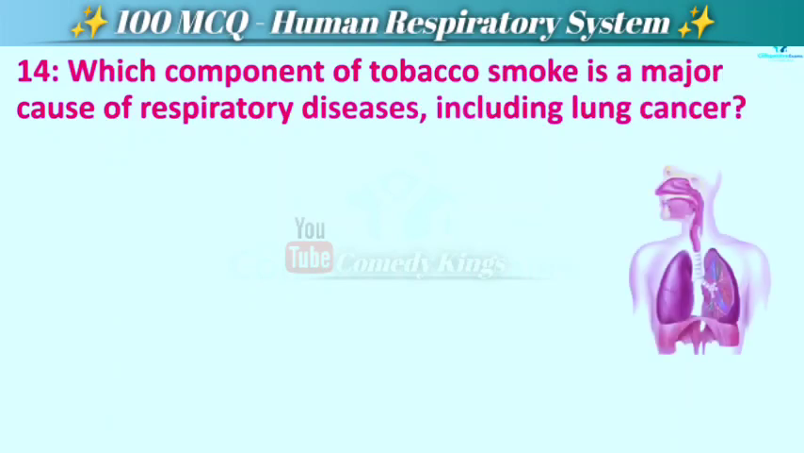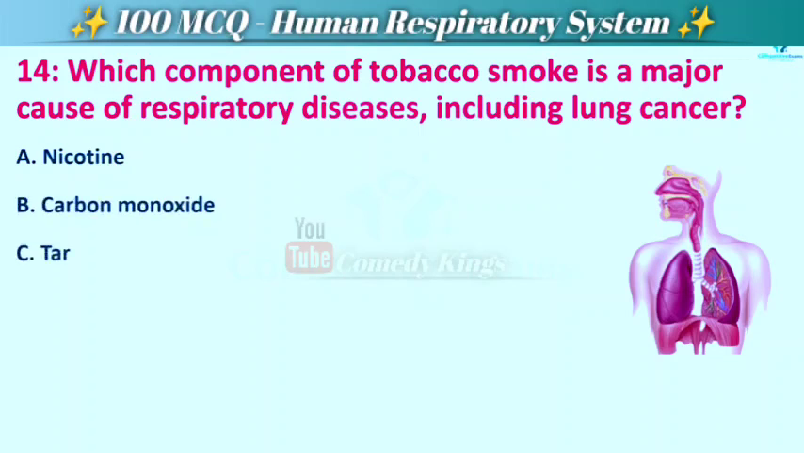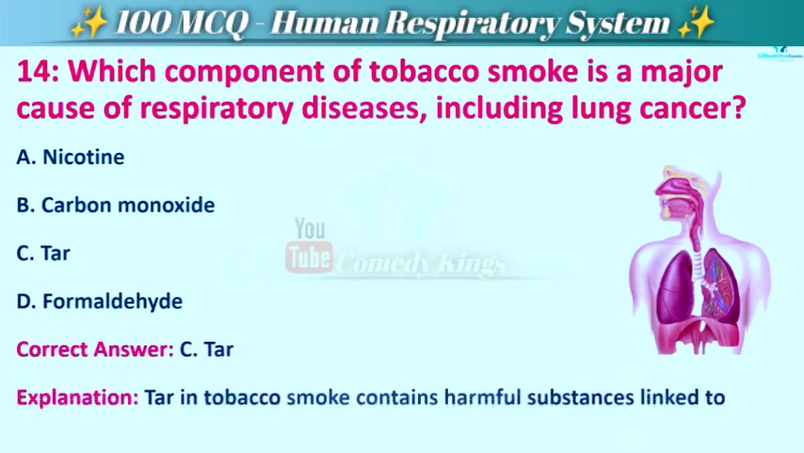Question number 14. Which component of tobacco smoke is a major cause of respiratory diseases, including lung cancer? Your options are nicotine, carbon monoxide, tar, or formaldehyde. The correct answer is C, that is tar. The tar in tobacco smoke contains harmful substances linked to respiratory diseases and lung cancer.